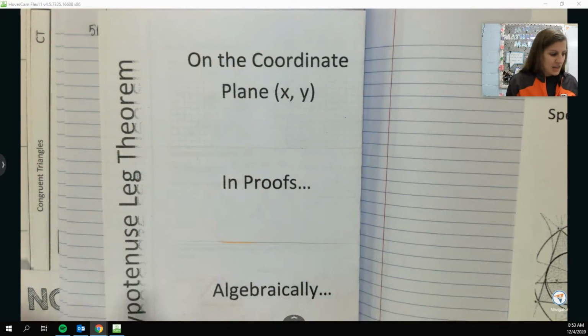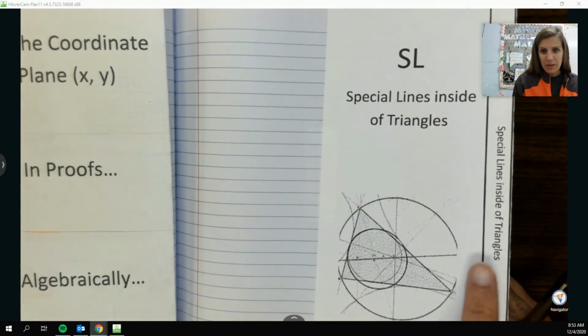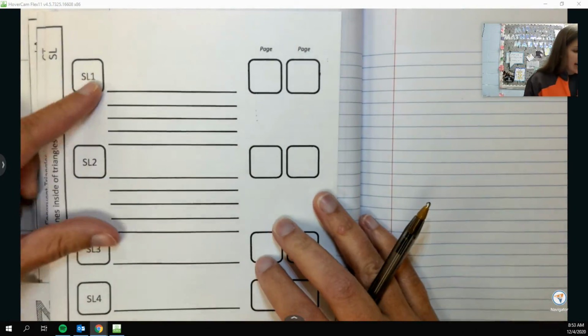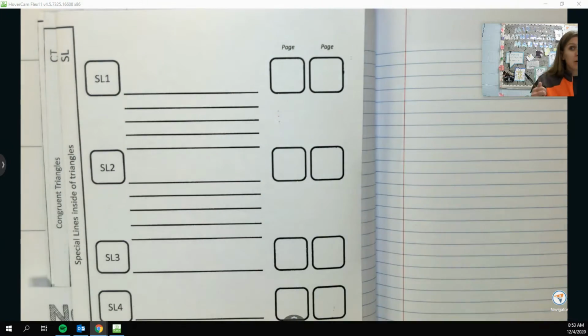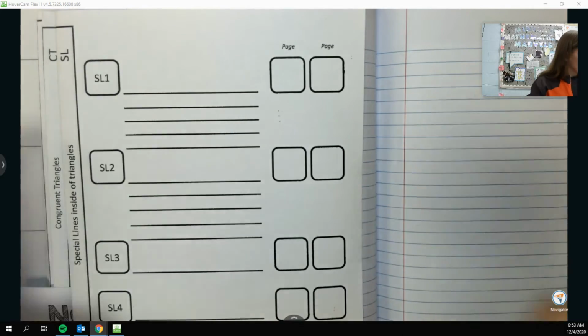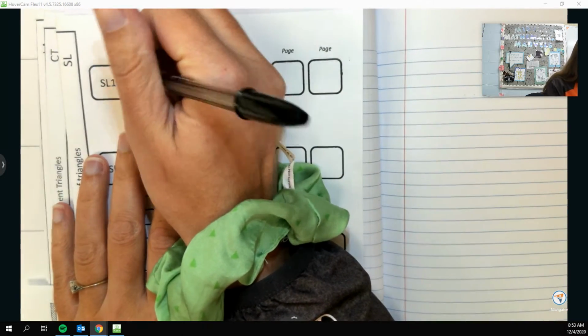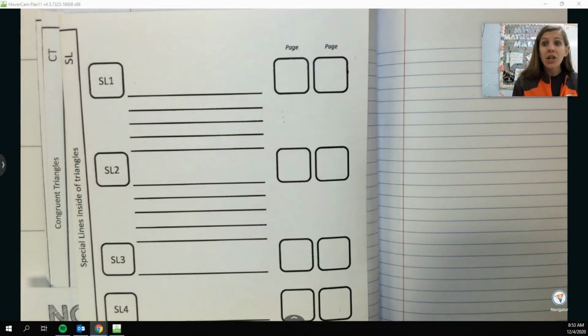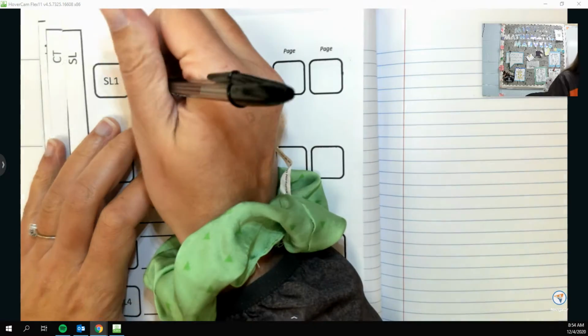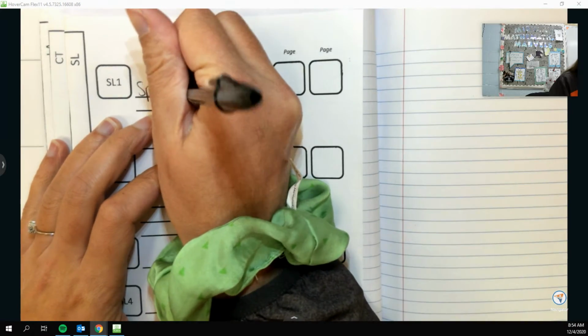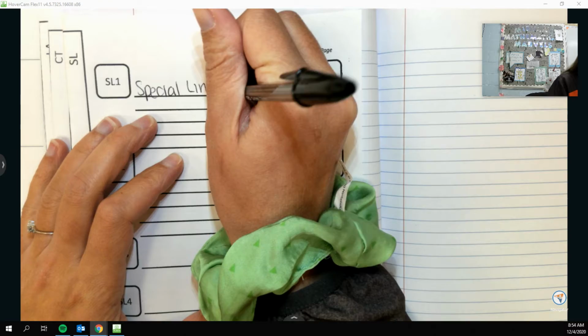Alright guys, we are going to add to our new chapter, special lines inside of triangles. So in our table of contents, this first big chunk of information that we're going to talk about are those special segments. When I say a special segment, what I mean is a line inside of a triangle or inside and outside of a triangle that is sort of unique or special or has certain properties about it that help us do math with it. So these are our special line segments.